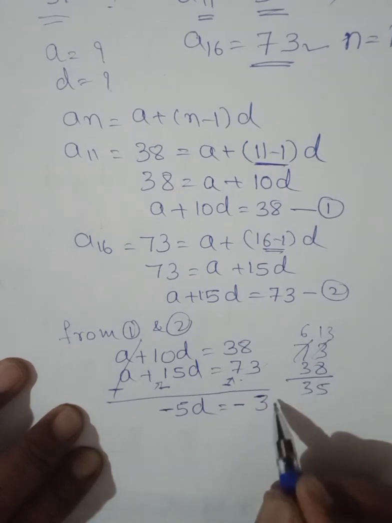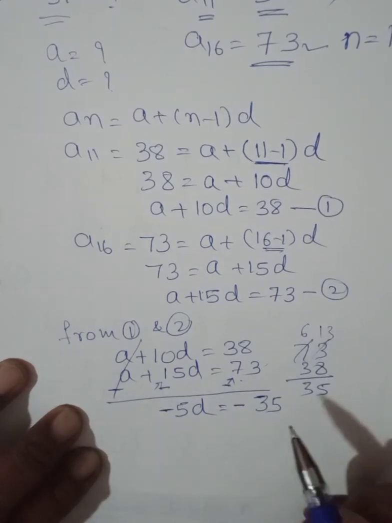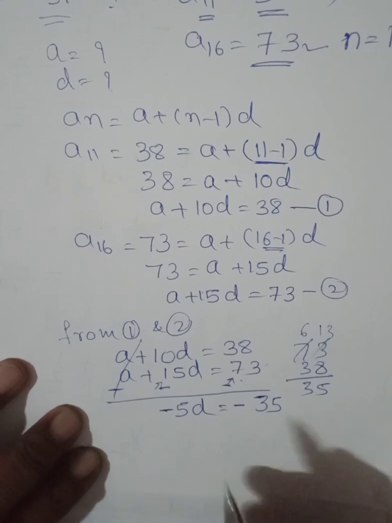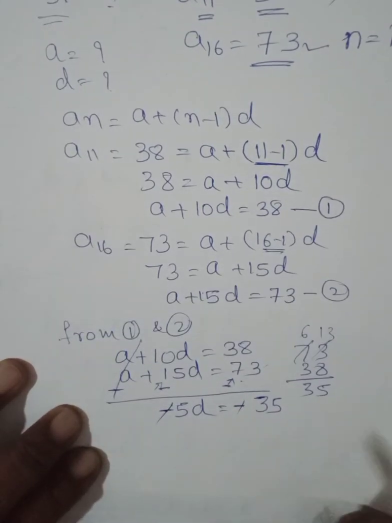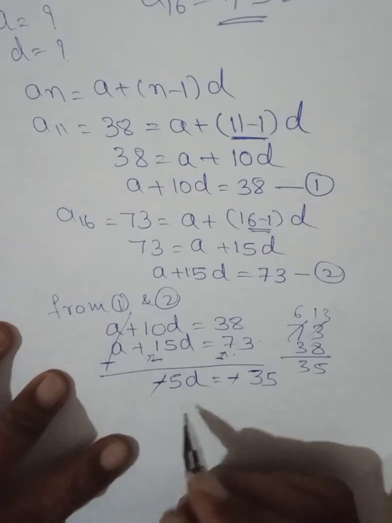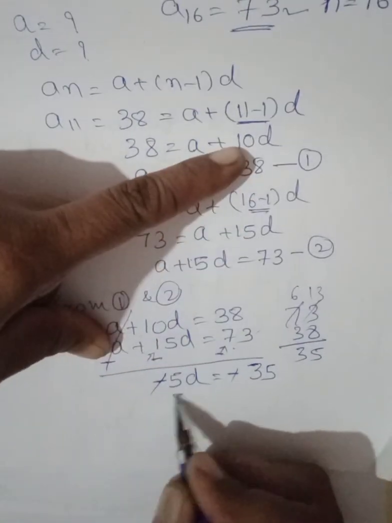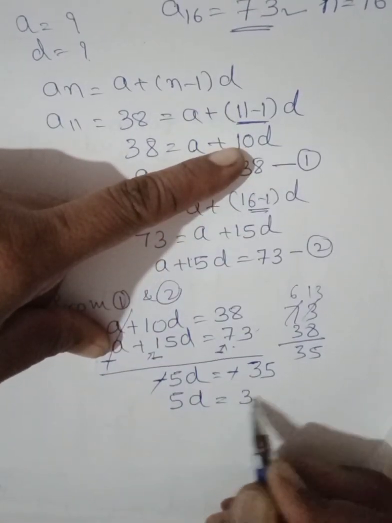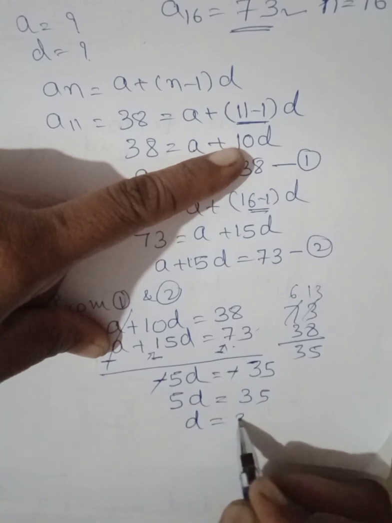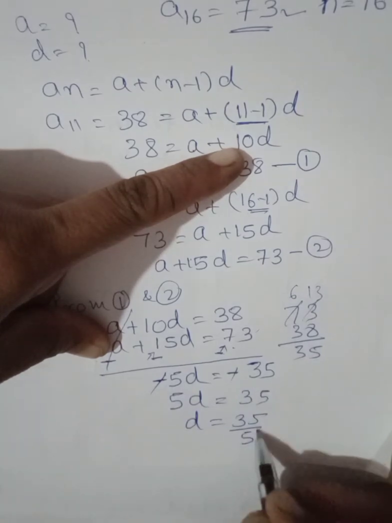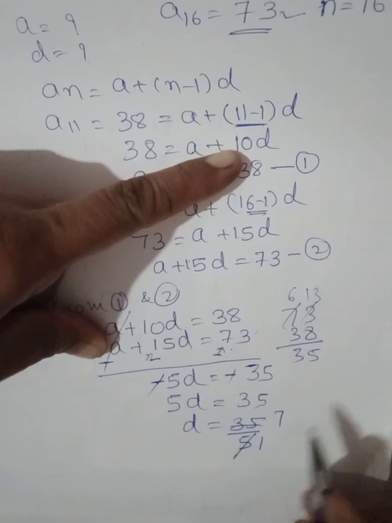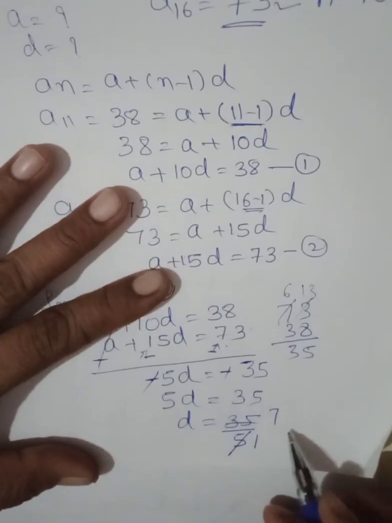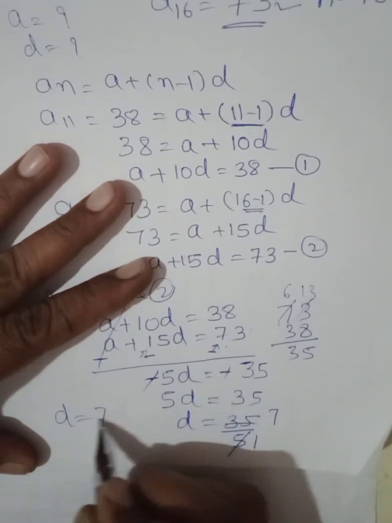Very simple, minus 35. This way you are subtracting. Now on both the sides we have minus and we cancel it, minus goes and you are remaining with 5D is equal to 35, or D is equal to 35 upon 5. 5 ones are 5, 5 sevens are 35. So what you got, D as 7. Okay, that means here D you have got as 7.